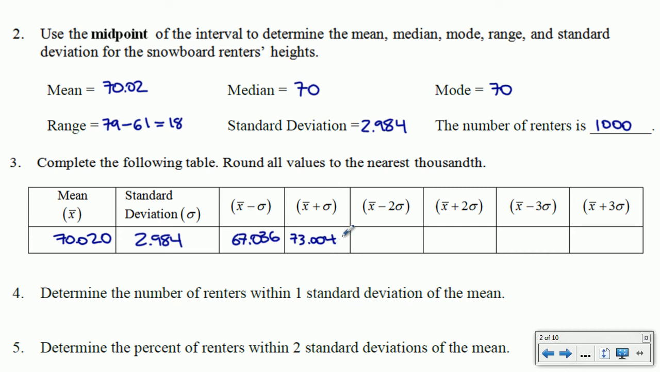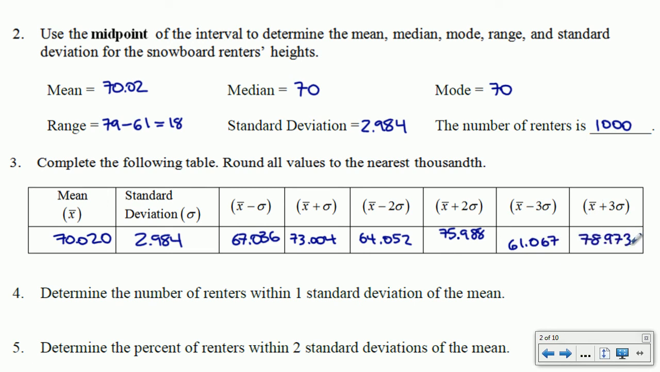If we start with the mean and add the standard deviation, we get 73.004. If we start with the mean and subtract two standard deviations, we get 64.052. If we add two standard deviations to the mean, we get 75.988. If we subtract 3 standard deviations from the mean, we get 61.067.